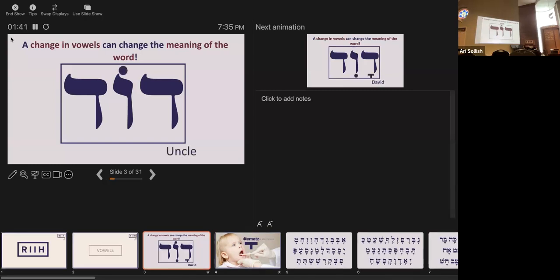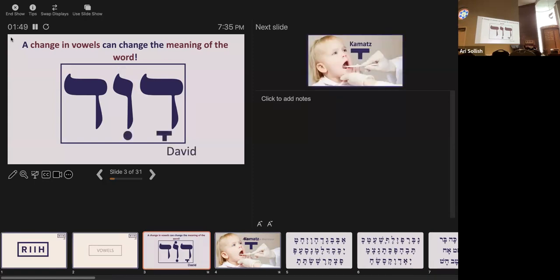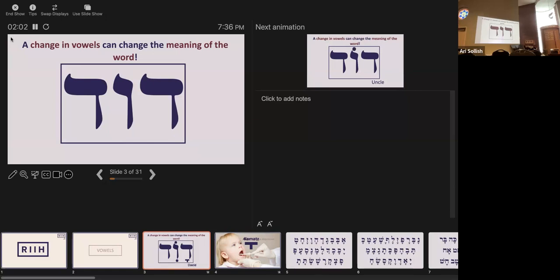Now you don't have to know what that dot means. We haven't learned it yet, but just stick with me for a second. This could be Dode, which means uncle. It could also be David, which is a name. So it could be any sort. It could be dude, as you mentioned, right? This could be any number of words. If you don't have the vowels, there is no way of knowing what this actually is.